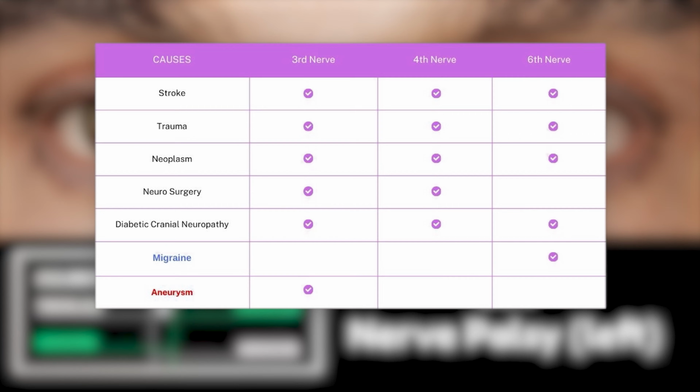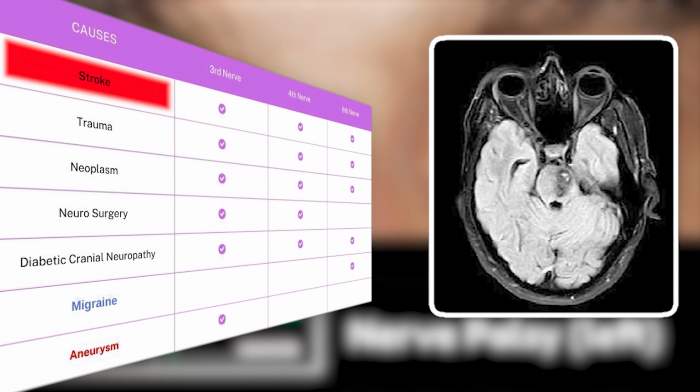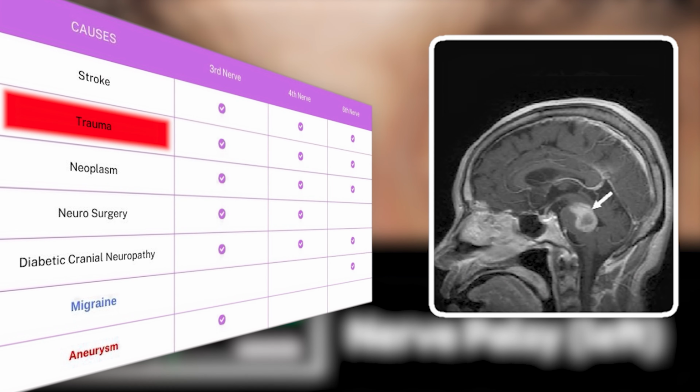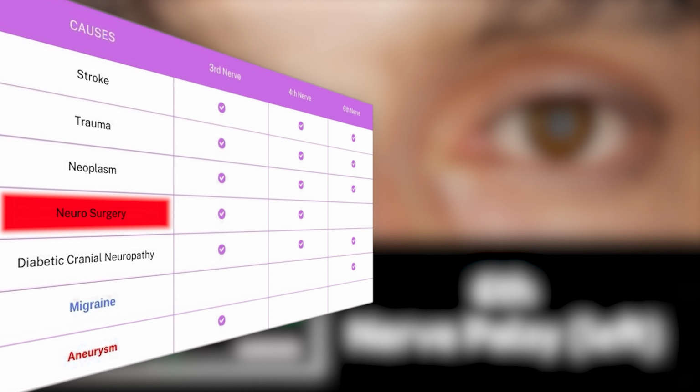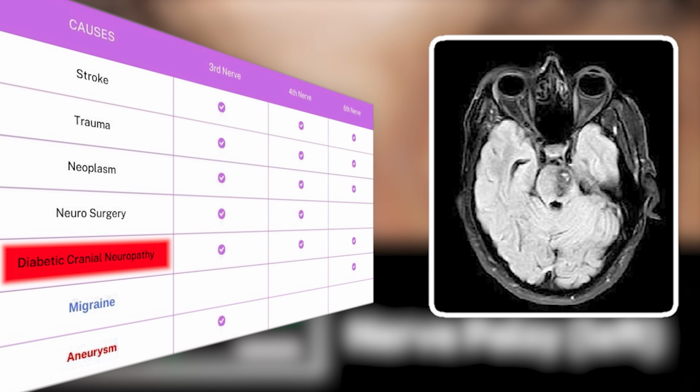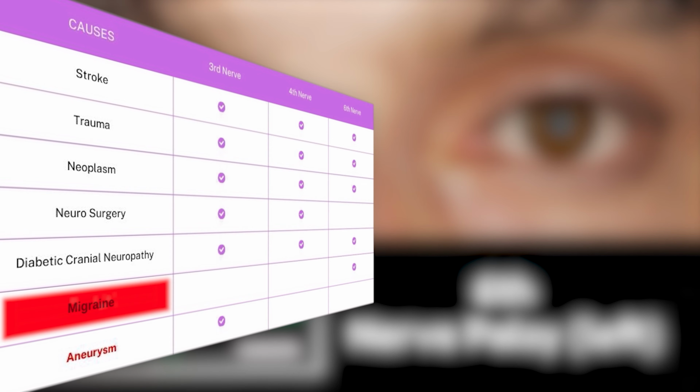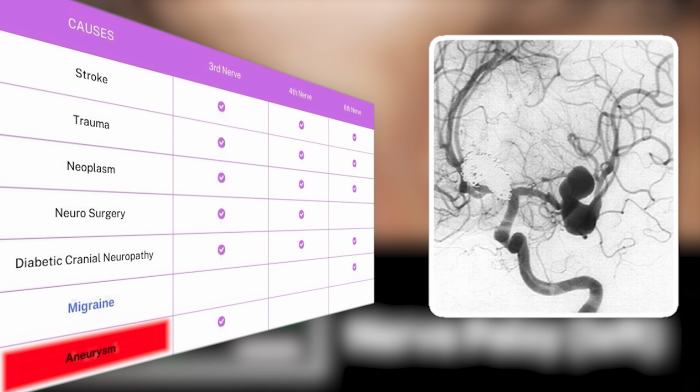And now we'll see various causes of the third, fourth, and sixth cranial palsies. The commonest one is stroke, brainstem stroke, trauma, neoplasm, neurosurgery, diabetic cranial neuropathy, migraine, and aneurysm of the posterior communicating artery or posterior cerebral artery can cause third nerve palsy.